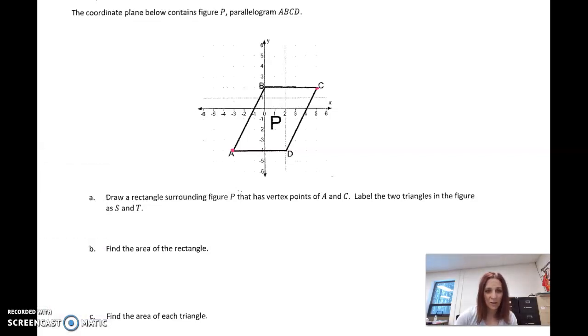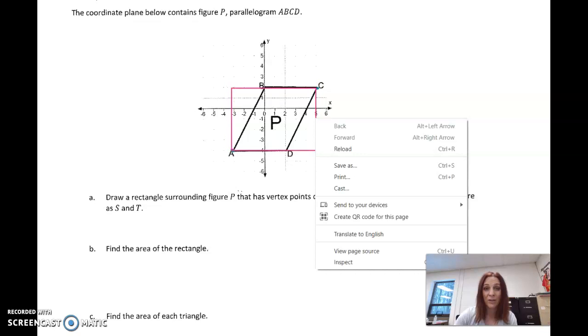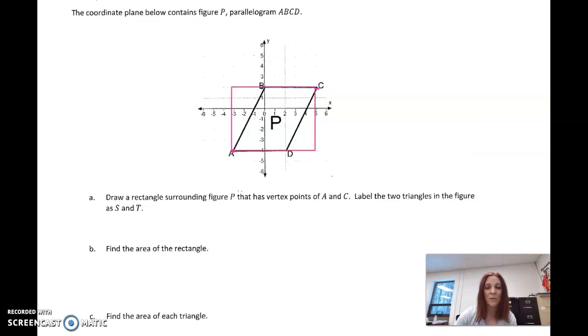is I'm drawing a rectangle that fits in parallelogram P right here, right? Okay, so, but it creates a couple right triangles. Okay, this one right here, we'll call that one S, and this one right here, we'll call that T. Okay, so that's all we have to do for that one.